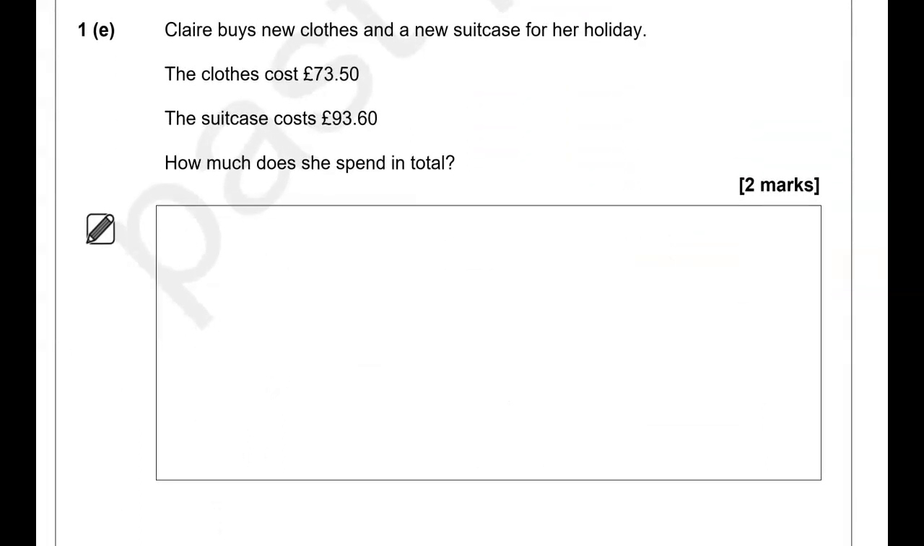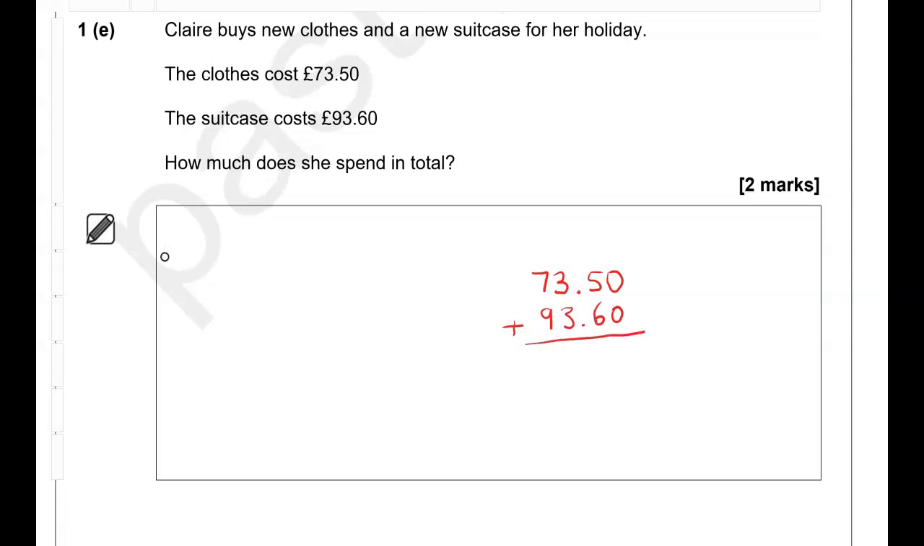Claire buys new clothes and a new suitcase for her holiday. The clothes cost £73.50. The suitcase cost £93.60. How much does she spend in total? So we're going to have to add £73.50 and £93.60. 0 and 0 gives us 0. 5 and 6 gives us 11. So 1 down and 1 carried over, putting the decimal point down. 3 and 3 is 6, and the 1 is 7. 9 and 7 is 16. So £167 and 10 pence.